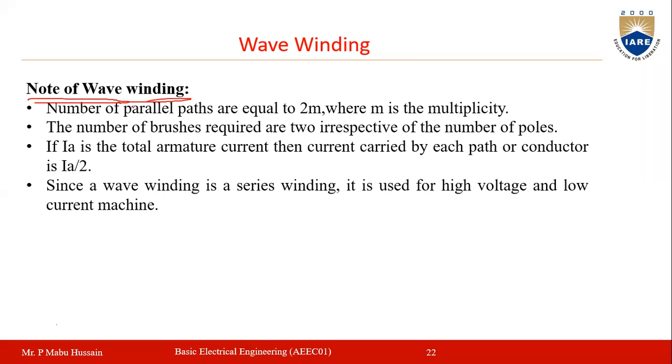In wave winding, you will generally have only 2m parallel paths, where m is the multiplicity factor. So it doesn't depend upon the number of poles here. In case of lap winding, the number of parallel paths is mp. Depending upon the poles, this number of parallel paths will be increasing or decreasing. But in case of wave winding, the parallel paths will be fixed.